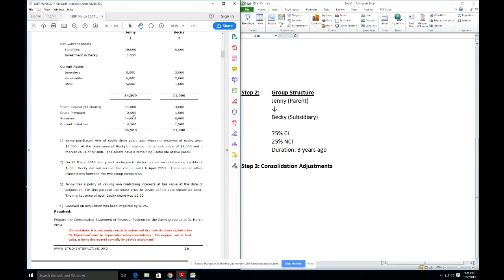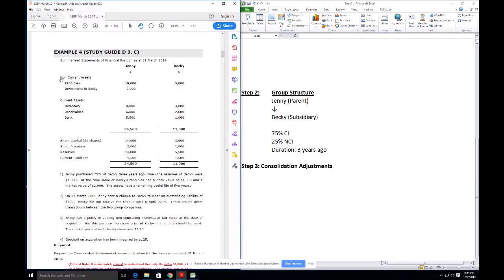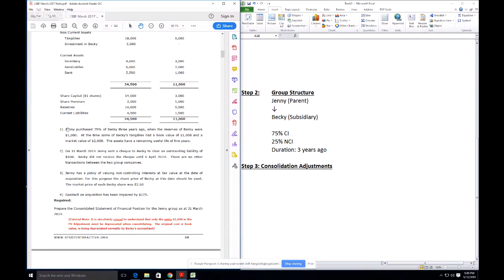Before question 1, let's look at the statement of financial position. Non-current assets, tangibles, investment in Becky, inventory, receivables, bank, there's nothing like accounts in anything. So let's go to the numbers. 1, Jenny purchased 5% of Becky 3 years ago when the reserves of Becky were $1,000. At the time, some of Becky's tangibles had a book value of $1,000 and a market value of $2,000. The assets have a remaining useful life of 5 years.